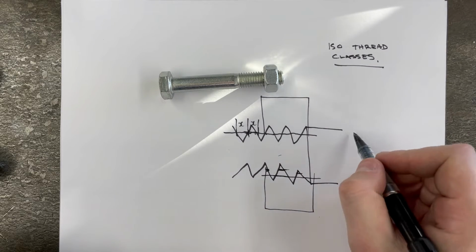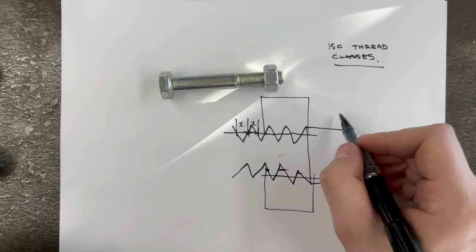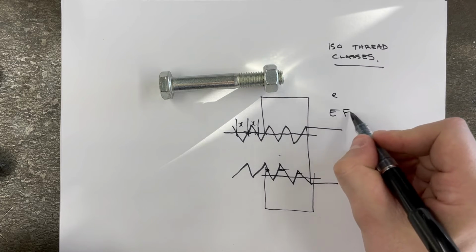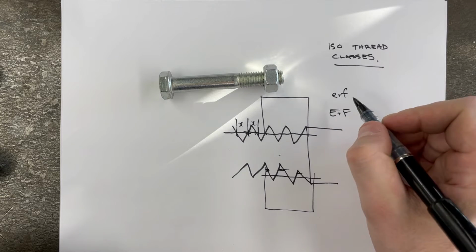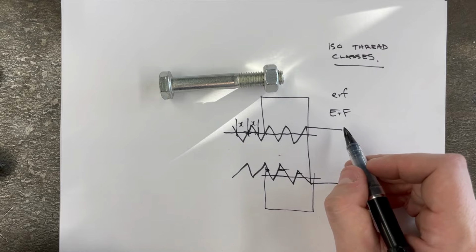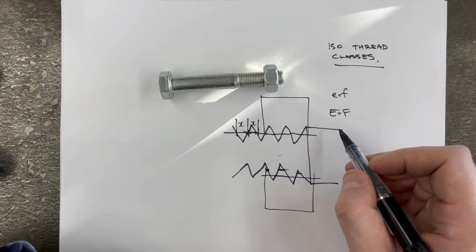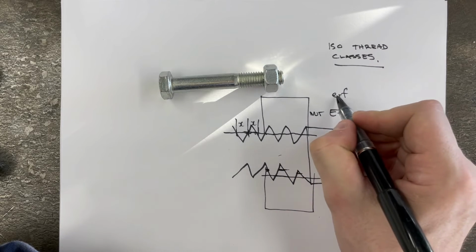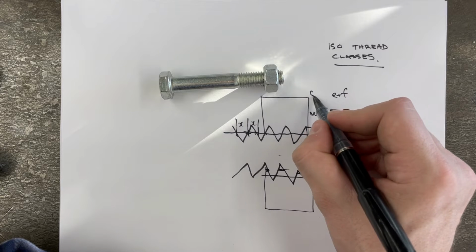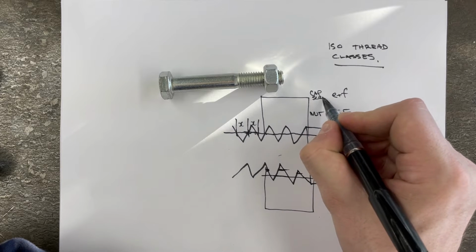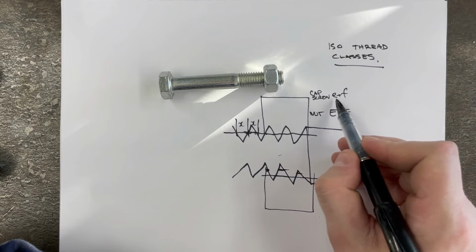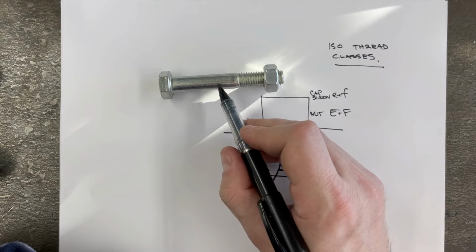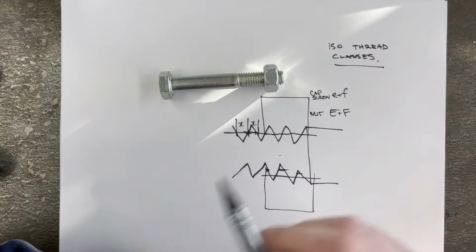But I do want to say that these thread classes go from E and F. Okay, so the capital F is your nut, and the lowercase e and f is the bolt or the cap screw. So lowercase is the thread class for the bolt. The capital E and F is for the nut.